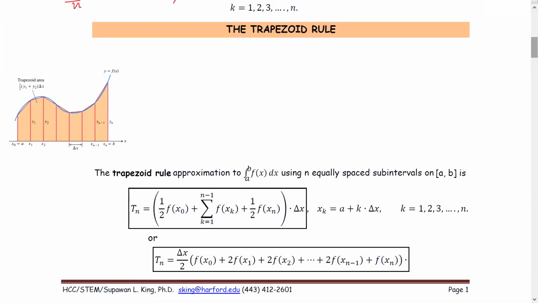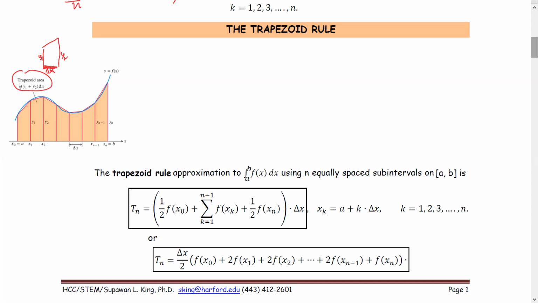Next, the trapezoid rule. We call it the trapezoid. It has the side x here, we use delta x, and the two parallel sides, y1, y2. The area is 1/2 of the sum of the two parallel sides multiplied by delta x, which is the other side. We use trapezoids to approximate the integration from a to b of the function f of x with respect to x.